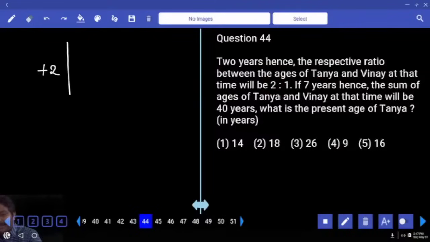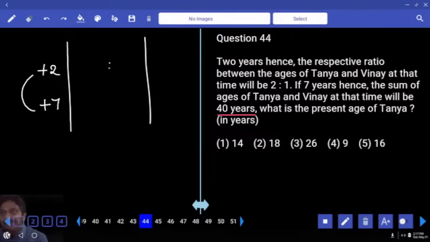After 2 years, ratio should be 2:1. But after 7 years, sum of their ages is mentioned as 40. 7 years after and 2 years after, what is the gap? For each person you have to subtract 5 years, and for 2 members we have to subtract 10 years. So to get sum after 2 years, from this number we have to subtract 10 years. So that will be 30.